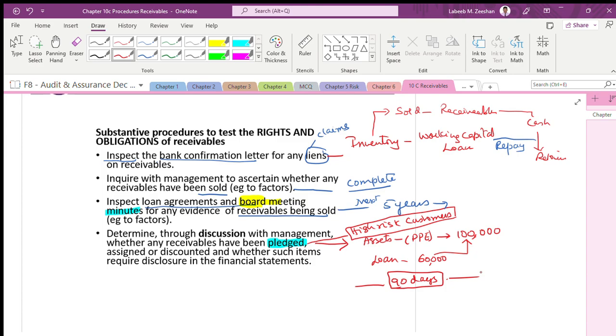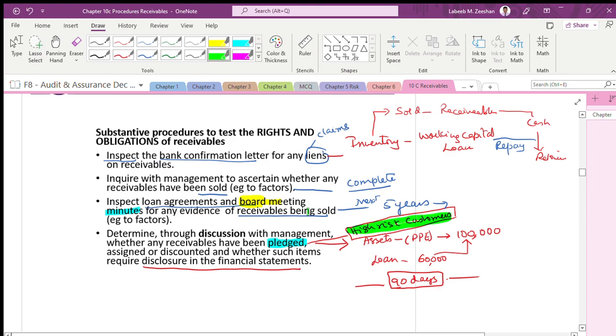Assume that if you are not getting the amount within 90 days, automatically what will happen? You are losing 100,000 reals of assets. That is what it says: through discussion with the management, whether any receivables have been pledged, assigned or discounted, and whether such items require disclosure in the financial statements. If anything is like this, it is a high risk transaction. Then this type of transaction should have a disclosure.